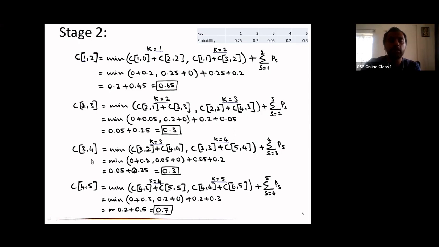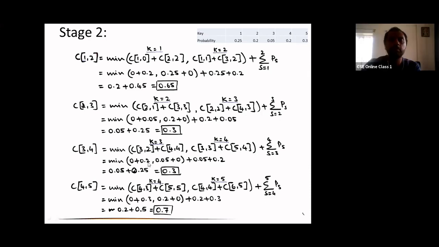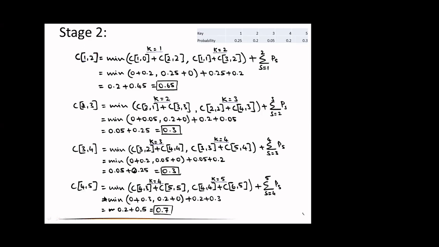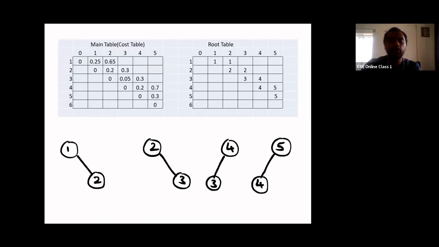In the same way, C of 3 comma 4: 4 is the root. So if 4 is the root, 3 becomes the left child of that. For 4 comma 5, 5 is the root. So we get 4 as the left child of that. So we get a partially constructed tree that looks like this.